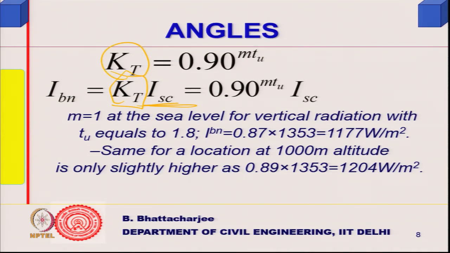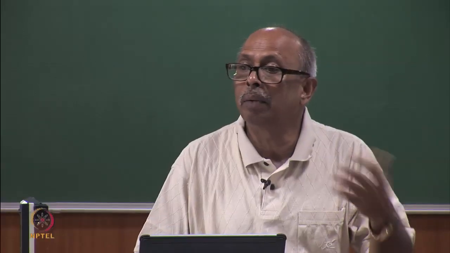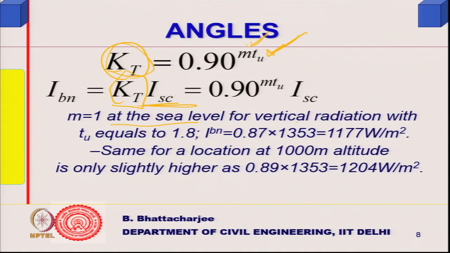kT is given as follows. This is more for understanding, because if design data is available, let us say for New Delhi, then you do not bother to look into this. kT is a factor which is a function of Tu, the turbidity factor, and m. m equals 1 at sea level for vertical radiation, and it depends upon altitude. The turbidity factor depends upon whether it is industrial or non-industrial, how much pollution, etc. So, m is 1 at sea level for vertical radiation with Tu equal to, let us say, 1.8, and depending upon turbidity it can go to a value of around 8 or so, and one can find out how much the radiation would be.